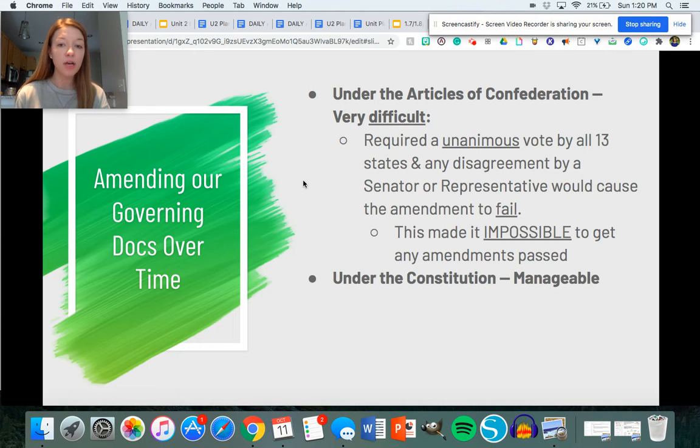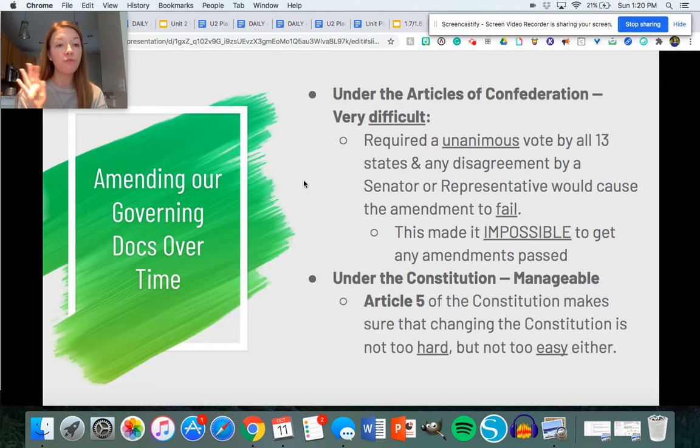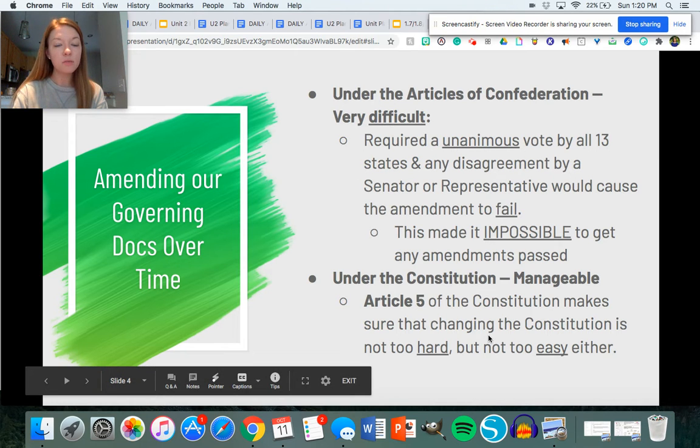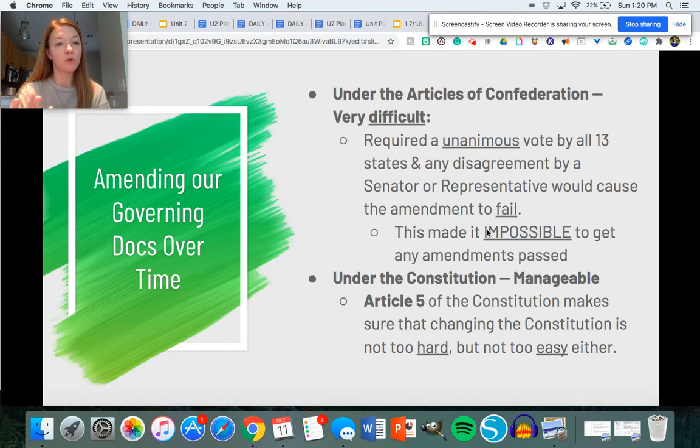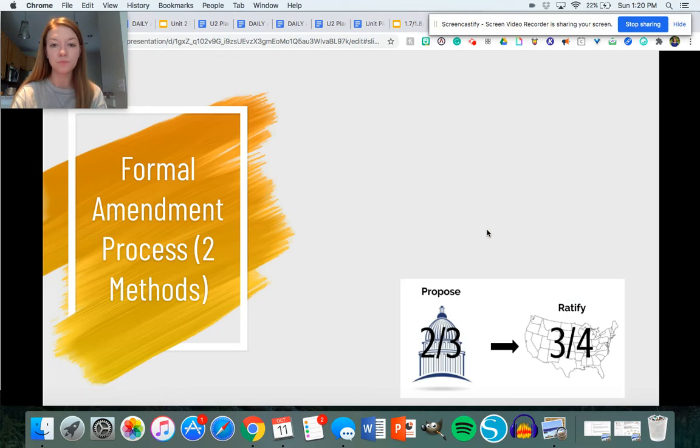Now, under the Constitution, I don't want to say it moved from very difficult to very easy. That's not the case. But what the founders did was make the process more manageable. So Article 5 was written to make sure that changing the Constitution is not too hard, but not too easy either. It's kind of like Goldilocks, right? Not too hot, not too cold. It's just right. We can still have some amendments made. However, the ones that are made are applicable to the entire country. They're the important ones.